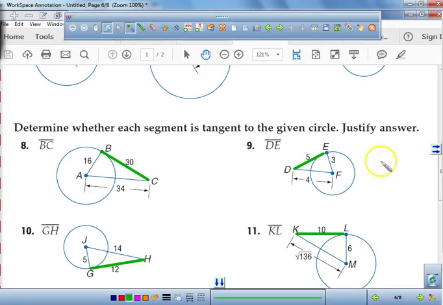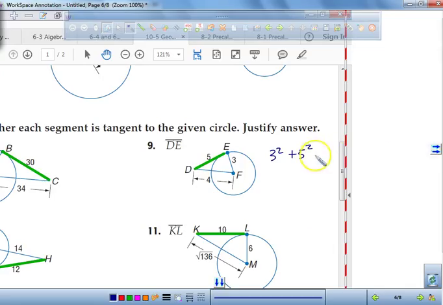That's what you're supposed to do right now. Number 9 is kind of tricky if you think about it. It's asking us: is 3 squared plus 5 squared equal to 4 squared, if this is tangent? They're saying that this is the hypotenuse.